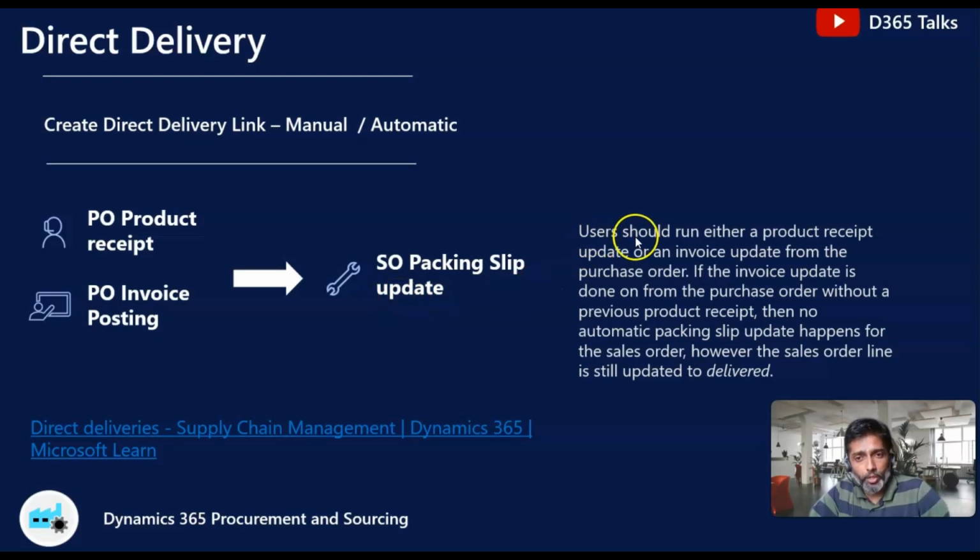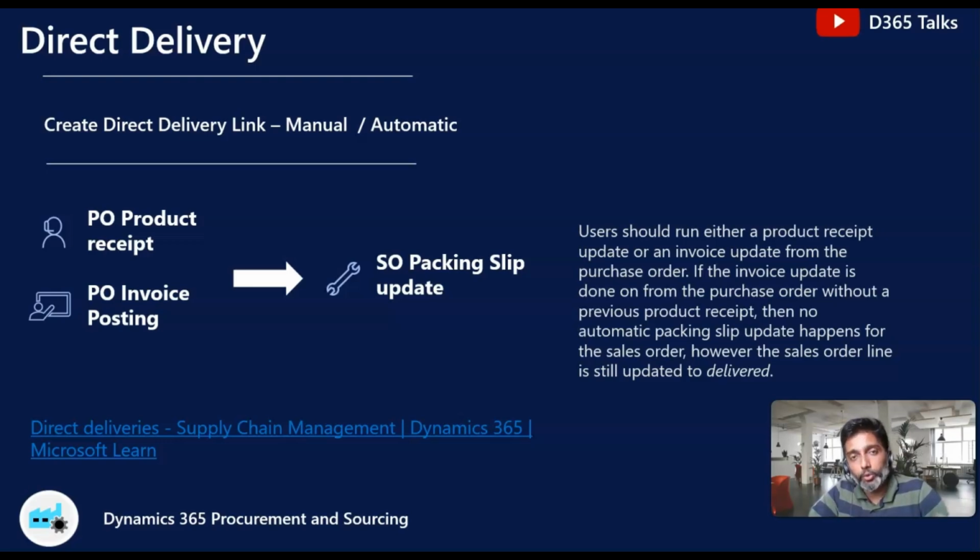And I have also written here that the user should run either a product receipt update or an invoice update from the purchase order. If the invoice update is done from the purchase order without a previous product receipt, then no automatic packing slip update happens for the sales order. So make sure that you post the invoice also in those cases. However, the sales order line is still updated to delivered. In case of sales orders, you need to post the invoice manually. The invoice posting of the purchase orders does not trigger an invoice posting in the sales orders, so you need to make sure that you manually go to the respective sales orders and post the invoice.